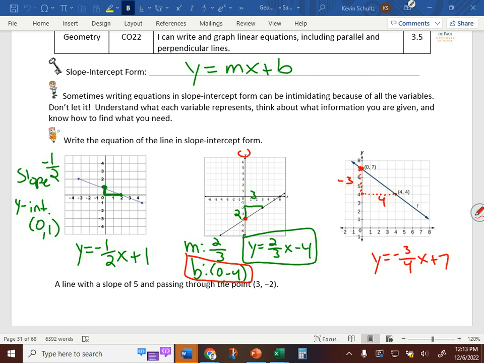Lisa. The 7 is the value for B. It's where it crosses the y-axis. So we look at the y-axis and see where the line crosses it. What value does it cross the y-axis at? And can you see it crosses at 7? That's where it came from.